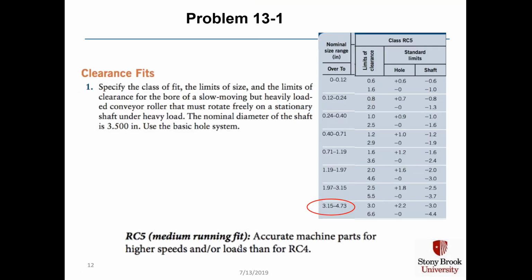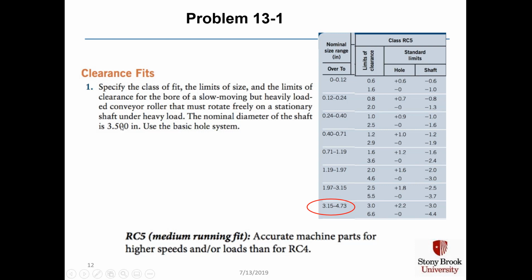Here's an example in problem 13-1. They want us to specify the class of fit, limits of size, and limits of clearance for the bore of a slow-moving but heavily loaded conveyor roller. It has to rotate freely on a stationary shaft under heavy load, and the nominal diameter of the shaft is 3.5 inches. Use the basic hole system. We've chosen a class RC5 for this application. Gets us fairly accurate machine parts for higher speeds and or higher loads.